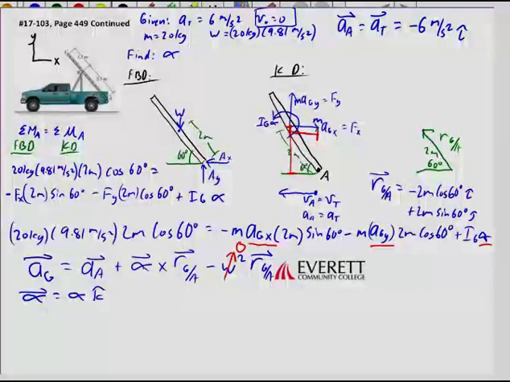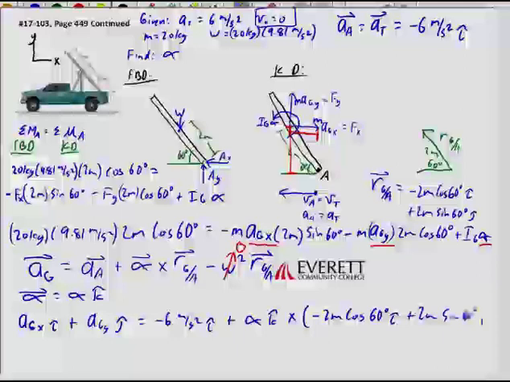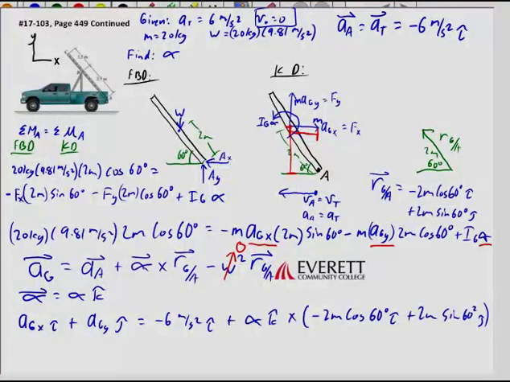So we can write it as AGX I plus AGY J is equal to my alpha of A, which is negative 6 meters per second squared I, plus alpha K crossed with my position of G with respect to A, which is negative 2m cosine of 60 degrees I, plus 2m sine of 60 degrees J. I want to point out here that we haven't labeled G, so I'm going to go ahead and label it.